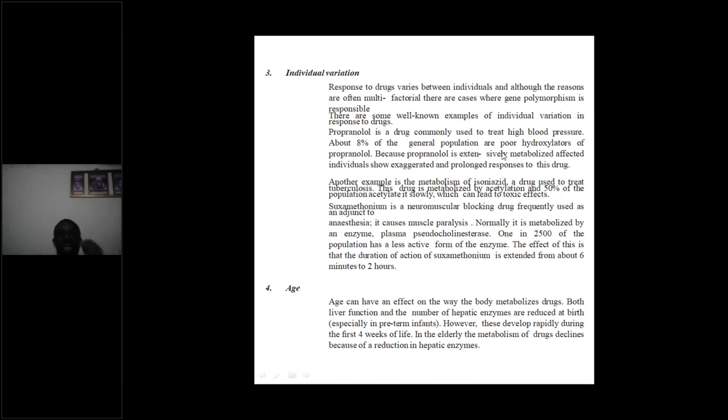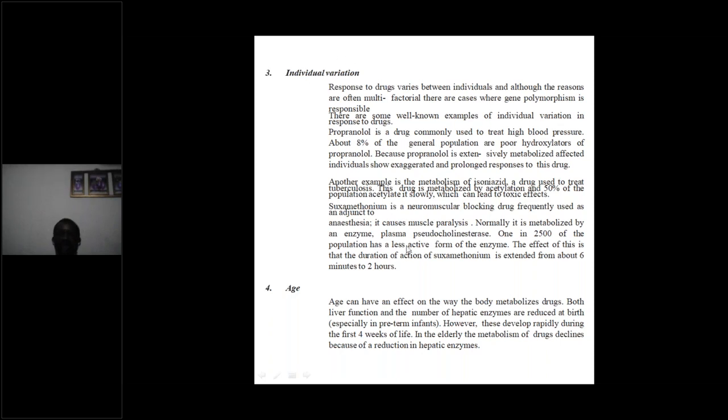So in those patients that are poor hydroxylators, if you give them propranolol, if ordinarily the 10 milligrams you gave was supposed to reduce the blood pressure from 140/90 to 120/70, theirs may reduce much further, to 150 over a lower value. Why? They are poor hydroxylators. Another example is the metabolism of isoniazid, the drug used in treating tuberculosis. These are some examples of individual variation.